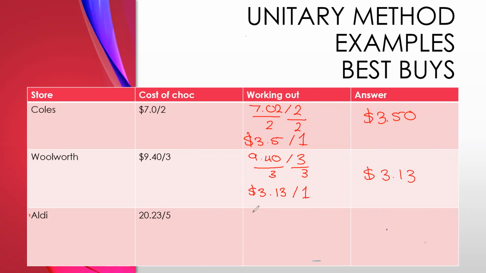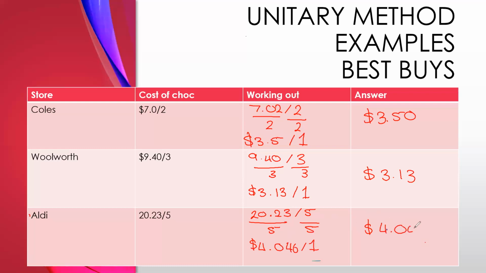The last one, Aldi, always the bulk buyer, is $20.23 for 5 blocks of chocolate. So to get down to 1 block of chocolate, I'm going to divide by 5. And what I do to one side, I do to the other side. So we then end up figuring out that it's going to be $4.05 for 1 block of chocolate.